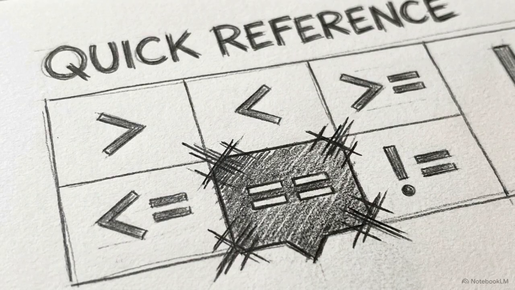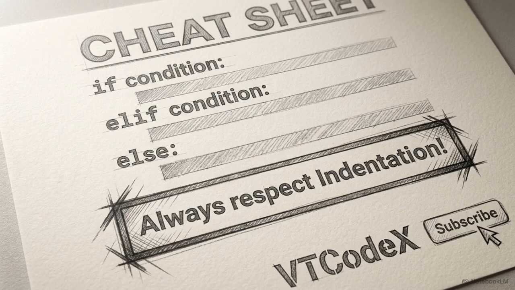To keep your programs running smoothly, review this cheat sheet. Remember your colons, clearly distinguish equality from assignment, and double-check your indentation levels.